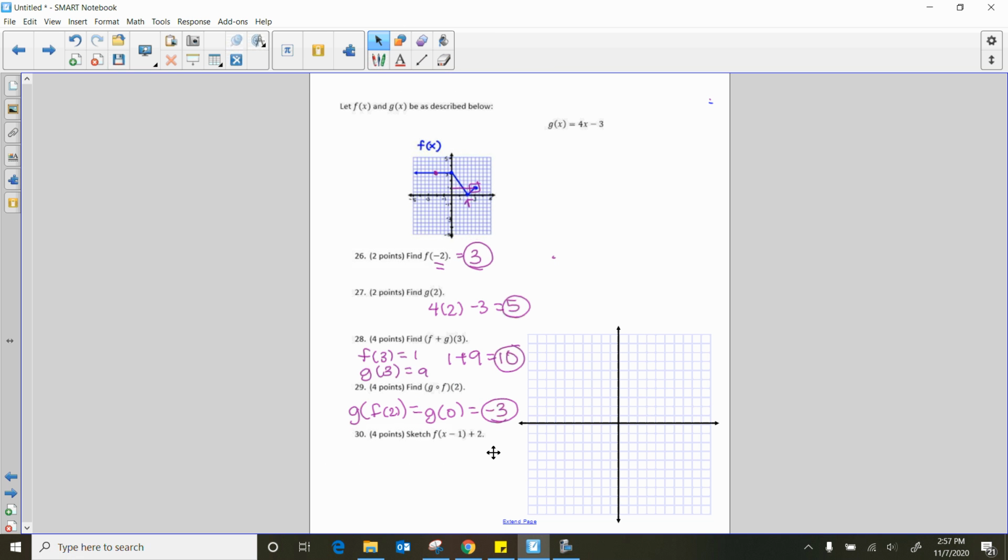If I want to make a sketch of this function, notice right here there's an arrow to the left, but right here there's a dot. It doesn't go forever in both directions. If I want to draw a sketch of the graph, replacing x with x minus 1 means I'm going to move that graph to the right one step. The +2 right here means up 2.